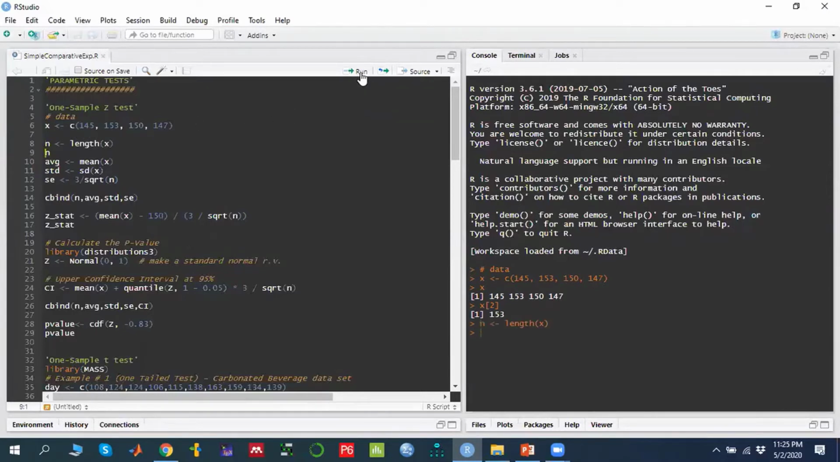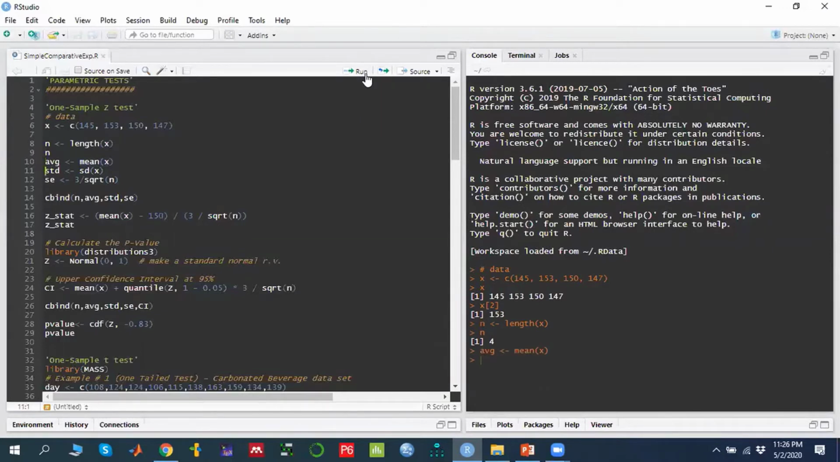That is n, length x. So it is giving us 4, because it's the 4 numbers. So if I want to compute the mean, how can I compute? I am just using the function mean and the name of the variable in which we have stored the data, and I'm storing it into the variable called AVG. So that is average.